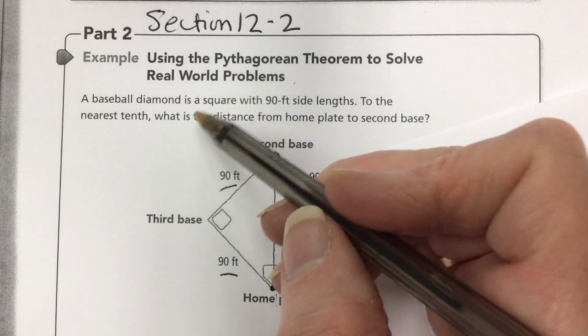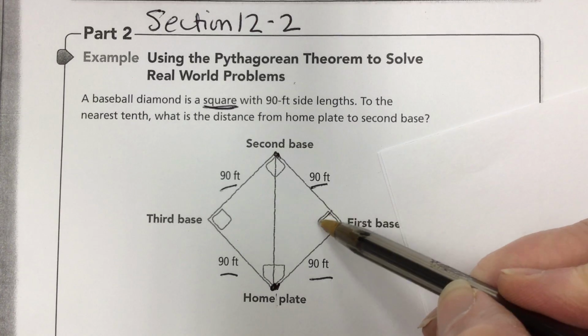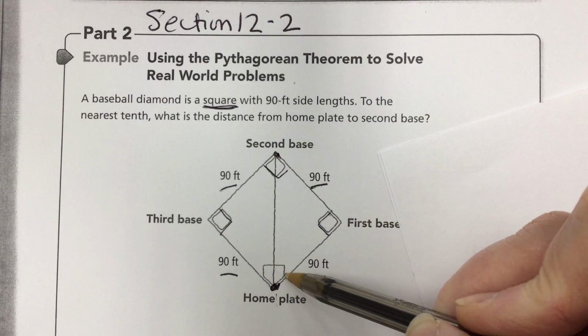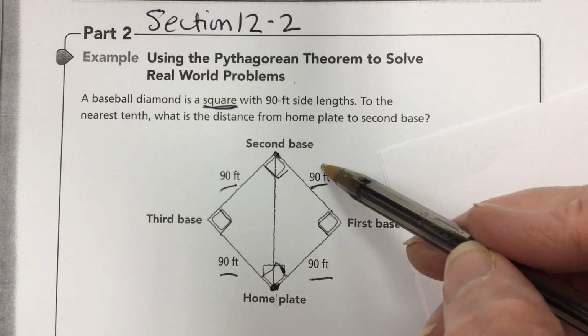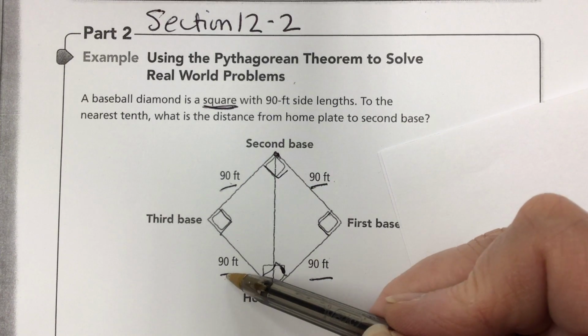Now, I was told that the baseball diamond is a square. We know that a square has 4 right angles. Okay, 4 right angles. And we know that a square, all the sides have the same length. So they're all 90, okay?